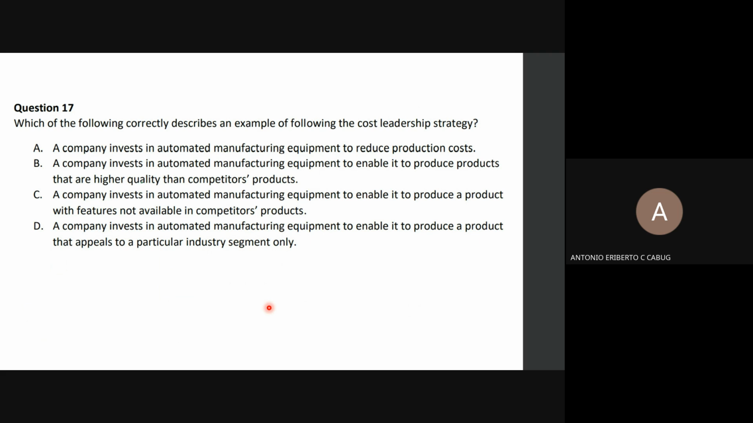Which of the following correctly describes an example of following the cost leadership strategy? Whenever you invest in manufacturing equipment, if you are a cost leader, what you keep in mind is obviously the cost. You want to offer it at the lowest cost possible. When you offer it at the lowest cost possible, there are two things that you can do. You can offer it at a lower price, which will make your customers buy more, at least in theory. Or you can maintain the price and earn more profits. The correct answer is a company invests in automated manufacturing equipment to reduce production costs. This is an action done by a cost leader.